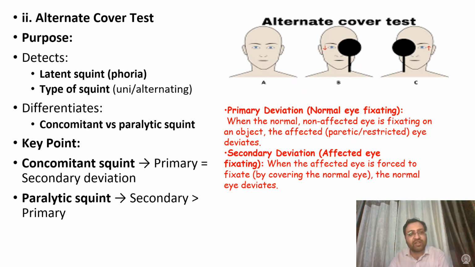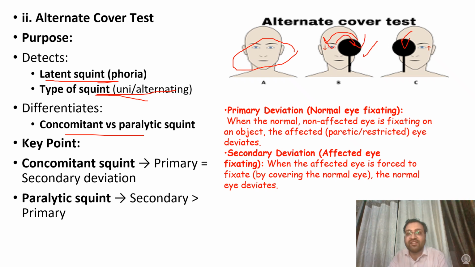Coming on to the alternate cover test. In this, what is the purpose? To detect the heterophorias or latent squint and type of squint, whether it is unilateral or an alternating squint. It also helps us differentiate between concomitant versus paralytic squint. So here, what we have to do is, we cover one eye and alternately cover the other eye. Means we rotate the occluder between one eye and the other eye, and then we check the movement of the uncovered eye. Alright, so that will tell us whether the squint is present or not.